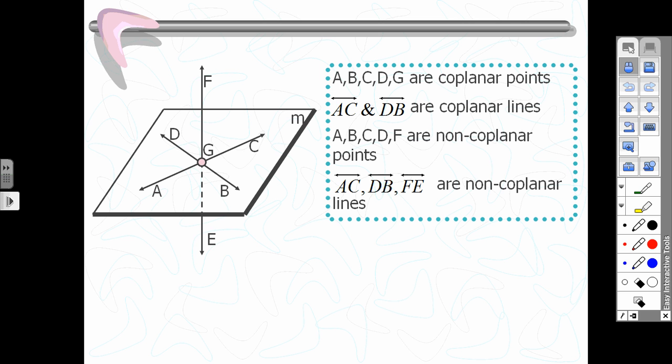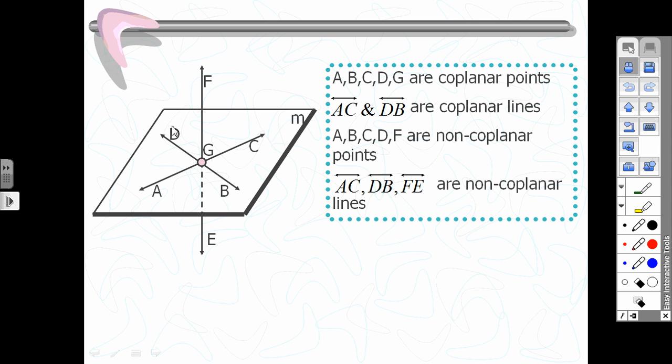Anything that is all in the same plane is going to be considered coplanar, just like collinear. So all these points that we see down here, A, B, C, D, and G, these are all coplanar. And the lines that you see, AC and DB, these are coplanar lines because they're all lying in plane M. But maybe you see this point F hanging out above the plane, and point E hanging out below the plane. You can tell that because the little dashed line here helps us visualize that we're seeing through the plane to this line going below it.